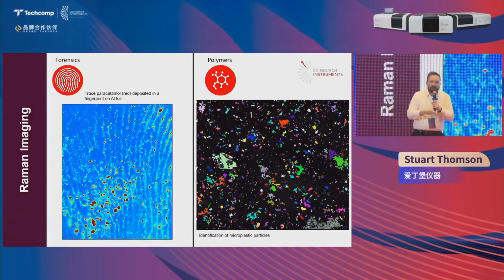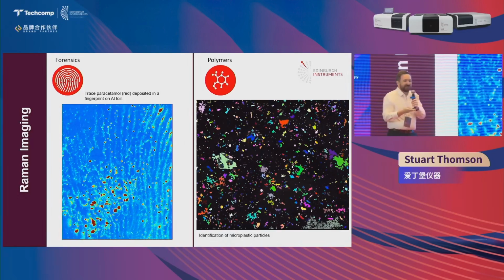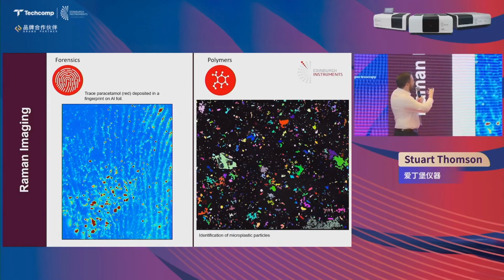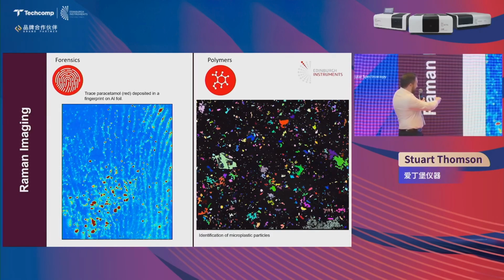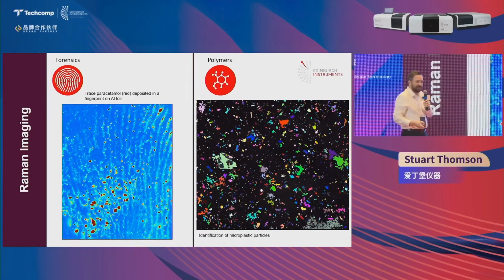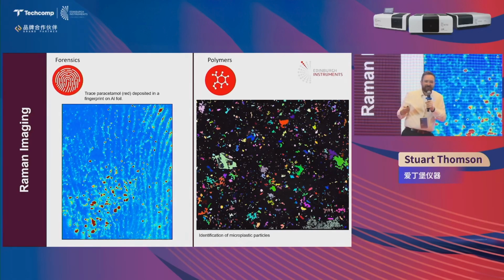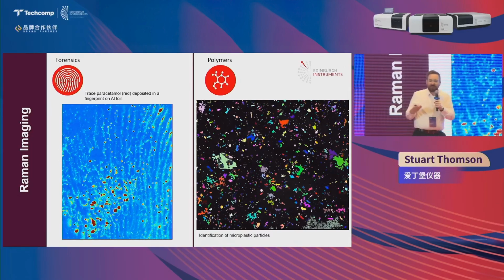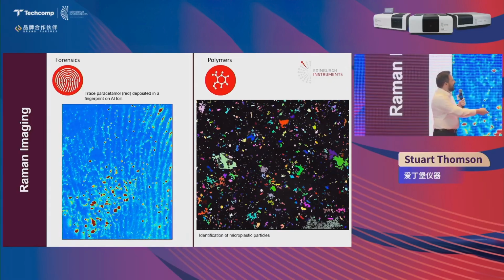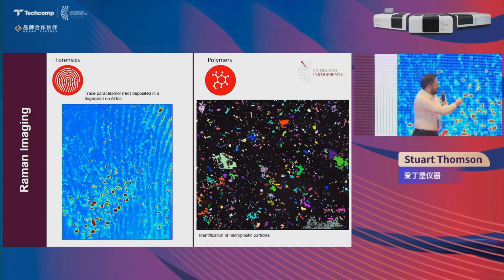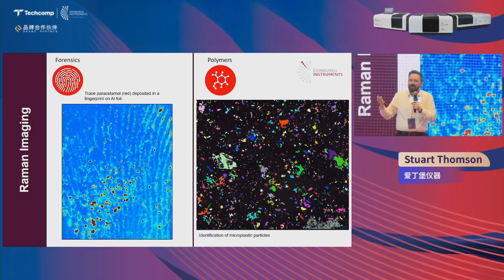I'm just going to run through a couple more examples of Raman quickly. So it's also used extensively in forensics. So this is a fingerprint that had paracetamol on it from your thumb, and then the paracetamol is detected, which is shown in the red regions. Raman is also highly sensitive to polymers and plastics, and a very important environmental concern at the moment is microplastics. And using Raman imaging, we can identify the location of the microplastics, and from their Raman spectra, we can identify the type of plastic.